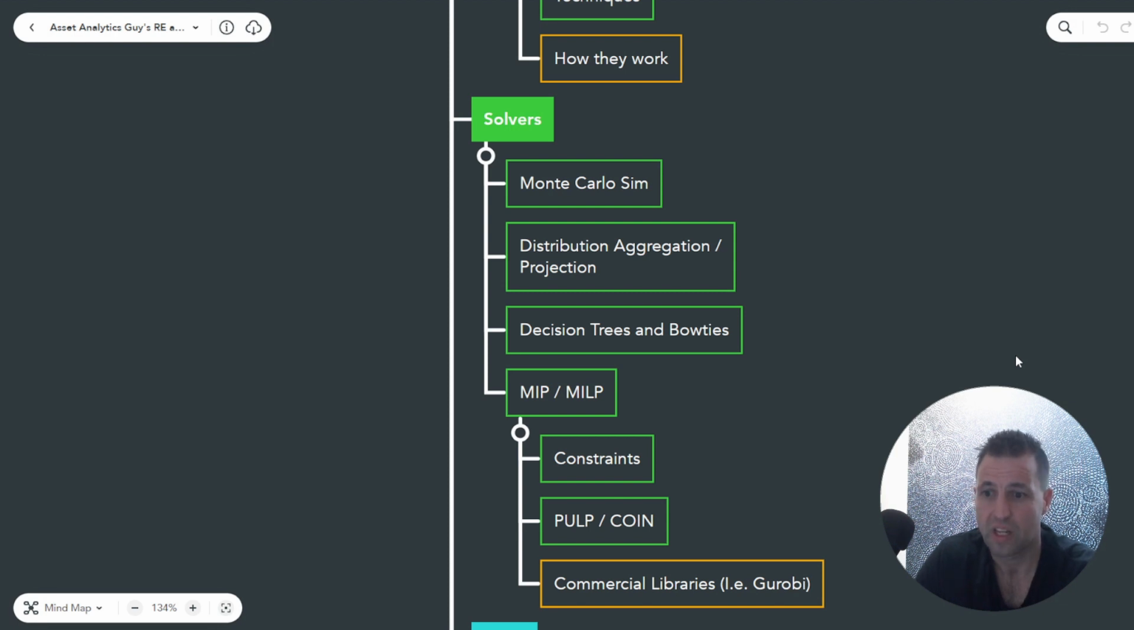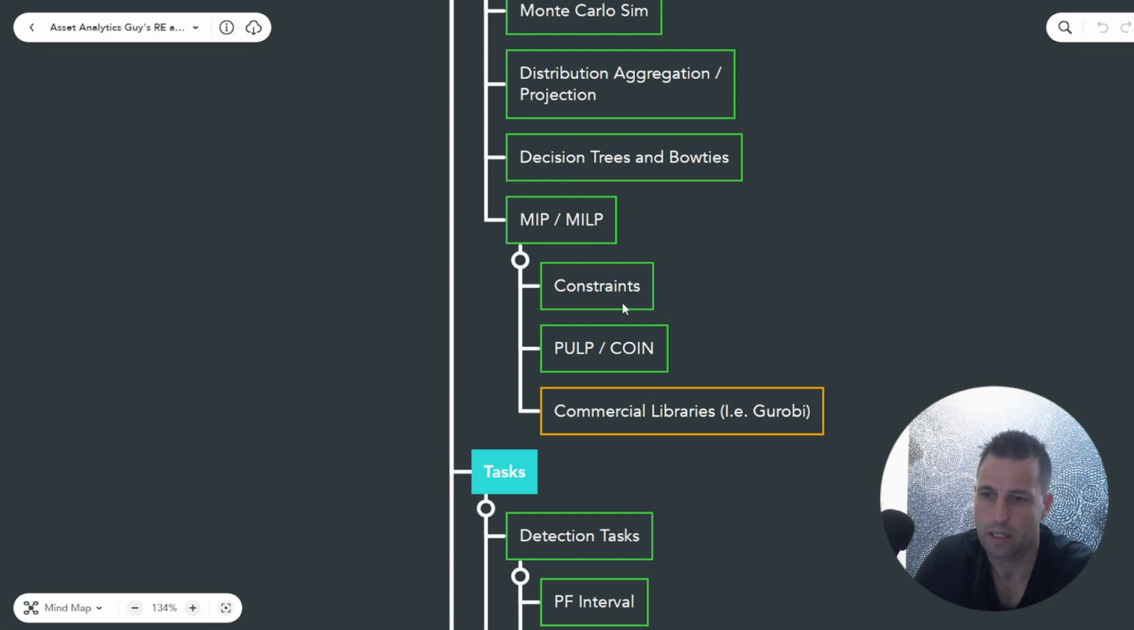Other tooling uses things like distribution aggregation and projection, which sits firmly in the statistics space. Some use decision trees and bow ties, and others use things like mixed integer programming, mixed integer linear programming, to solve different types of problems. These ones are really cool because a lot of the problems coming out in industry at the moment are: how do we make better decisions with our data? Where do we invest our money, into which assets and which options? And so mixed integer programming is a really good way of solving these types of problems.